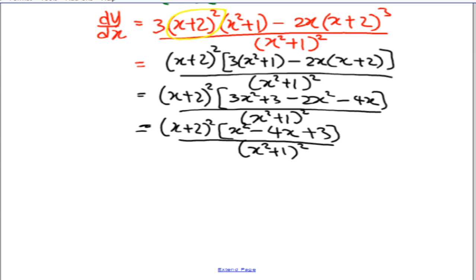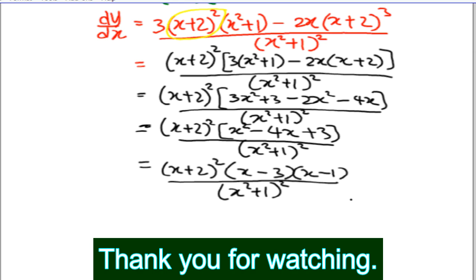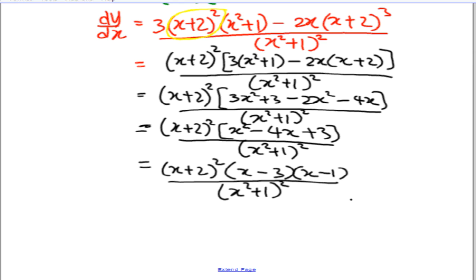We factor this a little bit, so this will be (x plus 2) squared times (x minus 3) times (x minus 1) over (x squared plus 1), everything squared. And here's the answer. Do you get it right? Excellent.